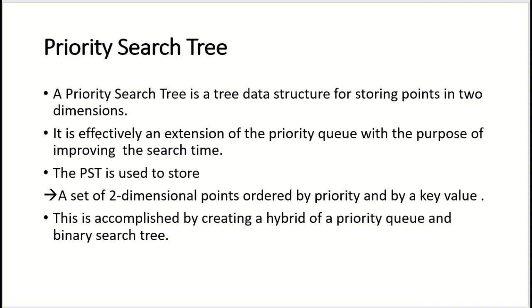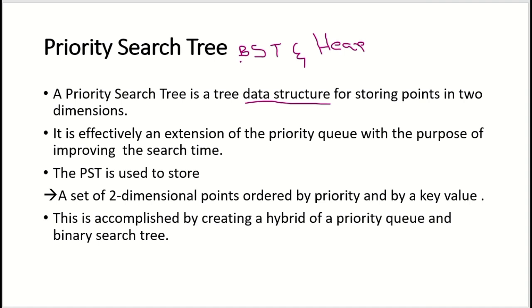It is also one of the data structures. It is used for storing two-dimensional values. Two-dimensional values means it will be in the form of x comma y coordinates. So in x comma y coordinates we are going to store the values. Here the priority search tree follows binary search tree and heap properties.